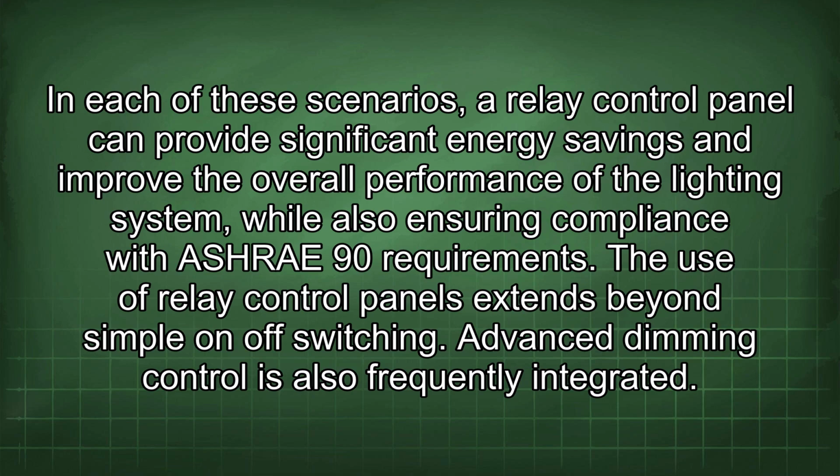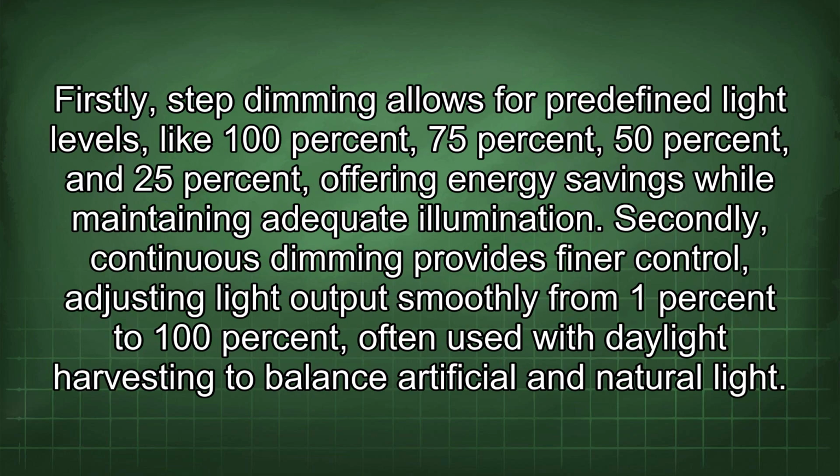The use of relay control panels extends beyond simple on-off switching. Advanced dimming control is also frequently integrated. Firstly, step dimming allows for predefined light levels, like 100%, 75%, 50%, and 25%, offering energy savings while maintaining adequate illumination. Secondly, continuous dimming provides finer control, adjusting light output smoothly from 1% to 100%, often used with daylight harvesting to balance artificial and natural light.